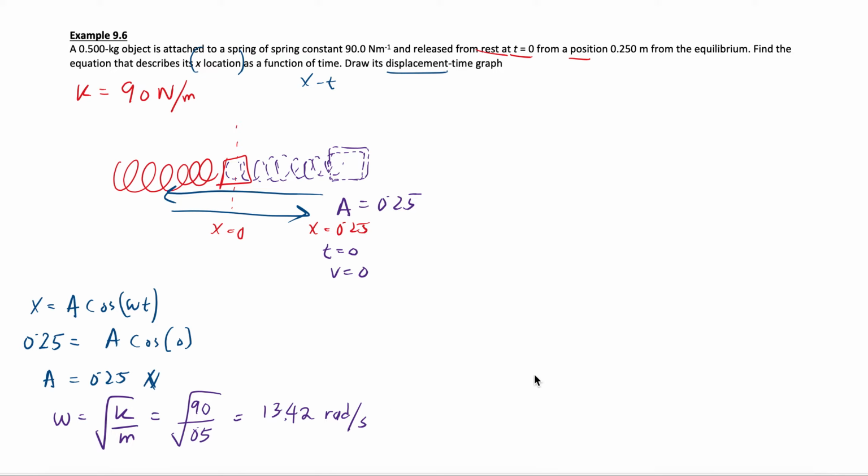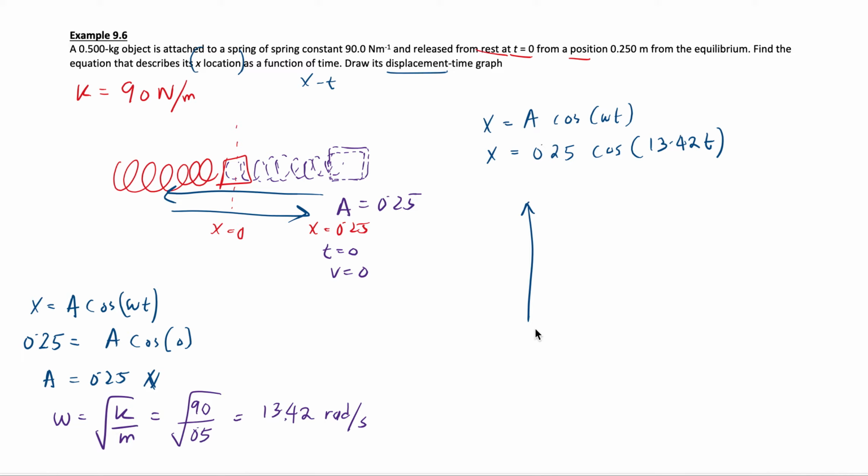Okay, lepas tu now I have my A, I have my omega, so my equation is now complete. X equals A cosine omega t, which is the same as 0.25 cosine 13.42 t. Okay, so kita tahu equation ni cosine. So we want to plot a cosine graph.